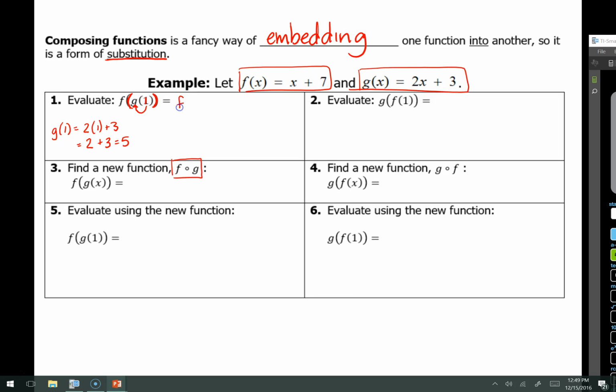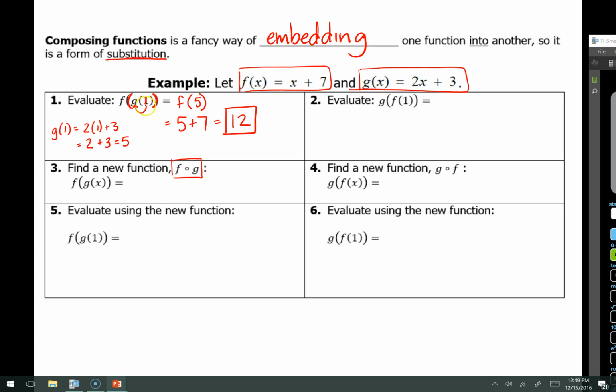So I'm going to write f of 5. And now I'm going to do another substitution or embedding. I'm going to evaluate f at the value 5. So I'm going to plug the 5 in there. 5 plus 7. 5 plus 7 is 12. And so that's my fully simplified composition. I start on the inside and I work my way out.